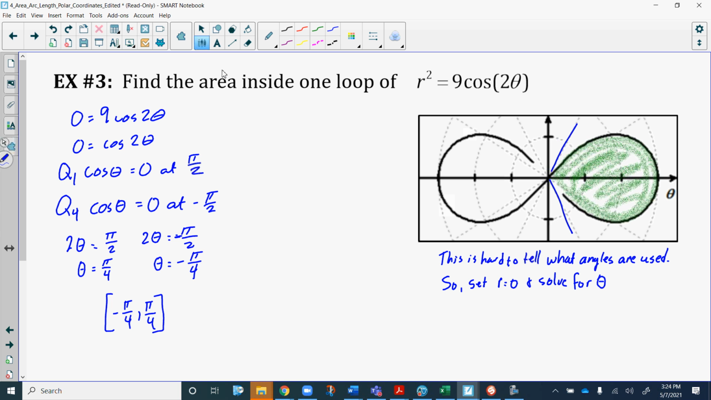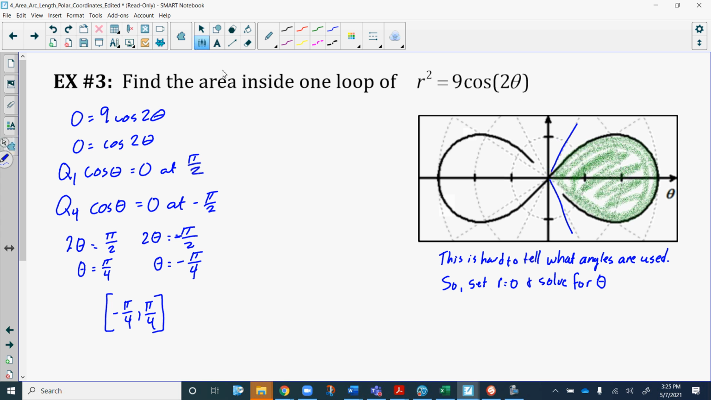That one wasn't very easy to determine by looking at the graph in that case, because the closest dotted lines that we had looked to be about positive and negative pi over 3. So that didn't work out to be the case here.